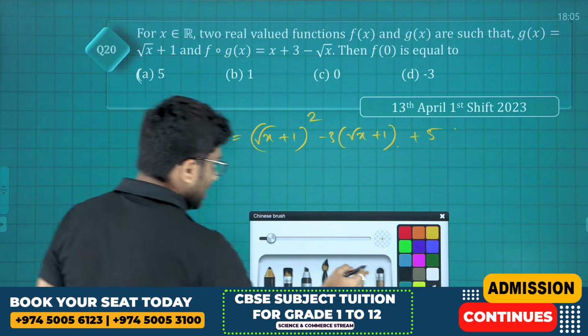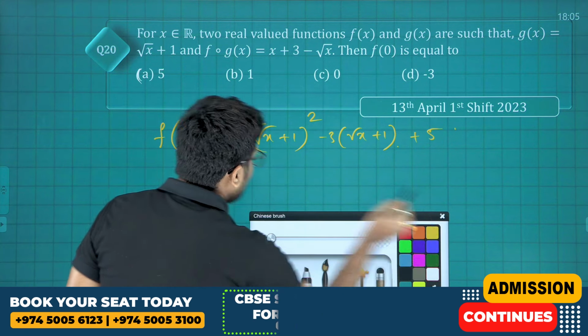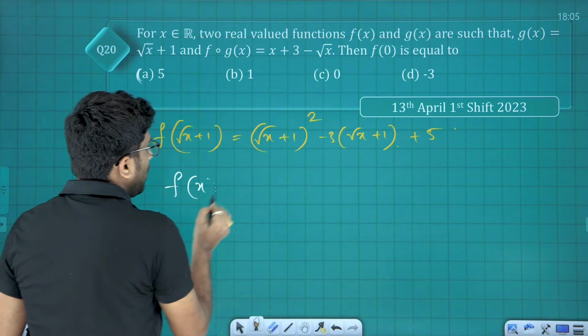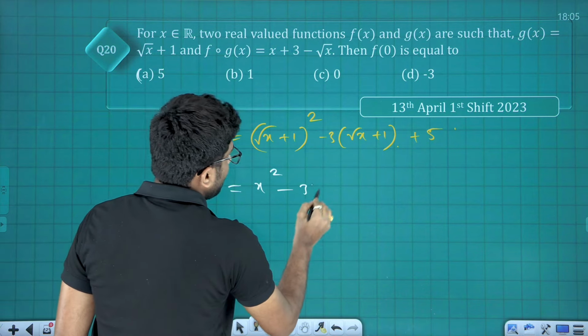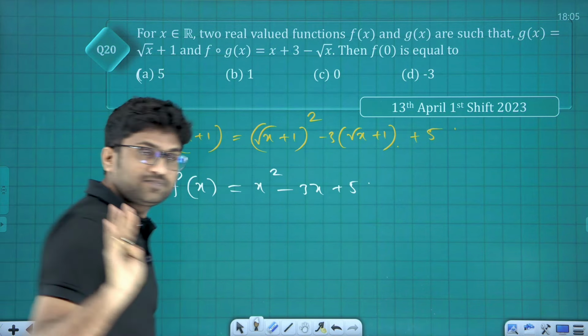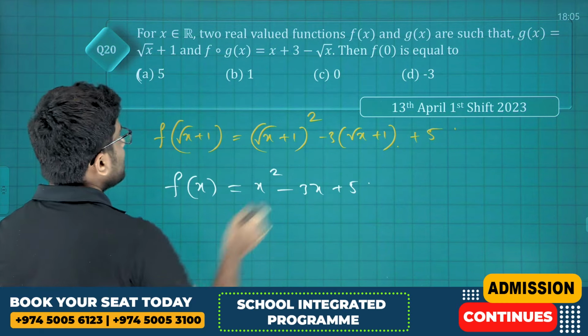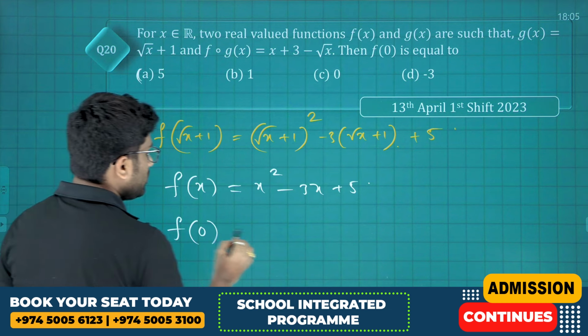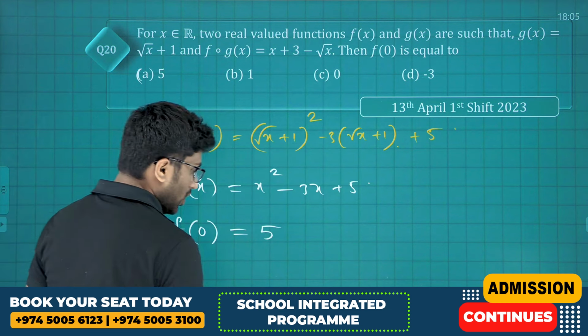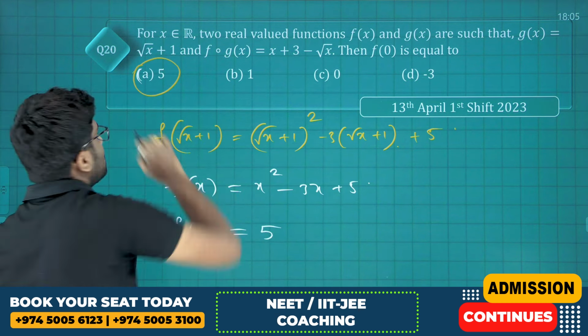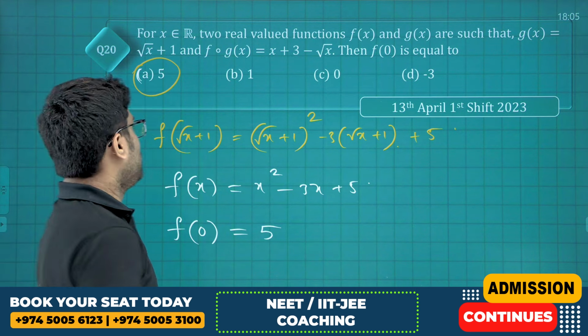That means clearly, what is f(x)? f(x) is equal to x² minus 3x plus 5. That's it. Okay, now they are asking f(0). So f(0) is equal to 5. One single answer. The answer is 5. Clear? Next question.